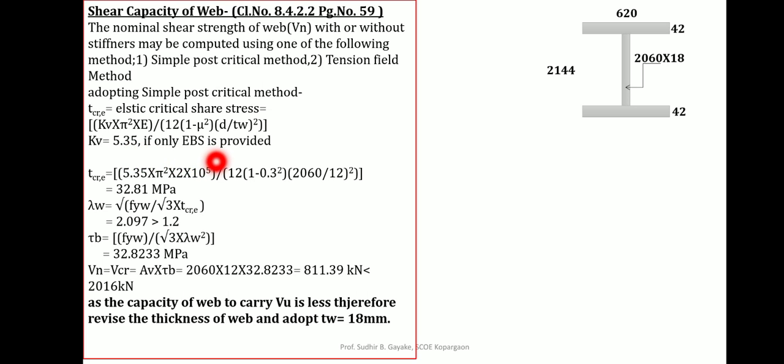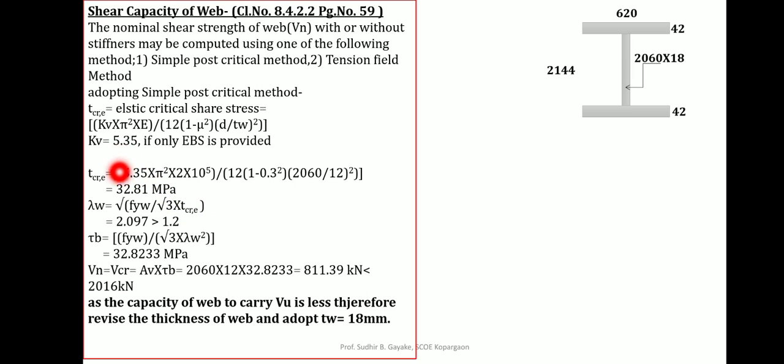If we are using IS, that is intermediate stiffeners, in that case your kV value is going to vary, and that depends upon your C by D ratio, or spacing of stiffeners and depth of stiffeners. So that particular part we are going to cover in the next video. So here, as end bearing stiffeners are used, your kV value is going to be 5.35.